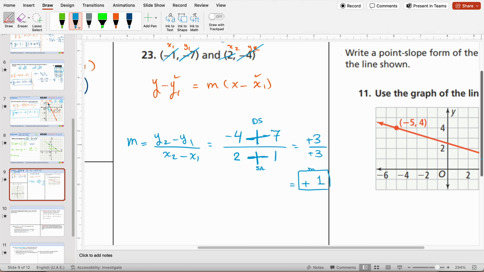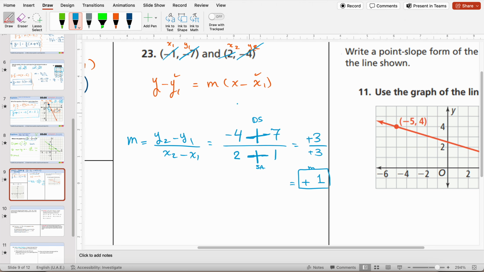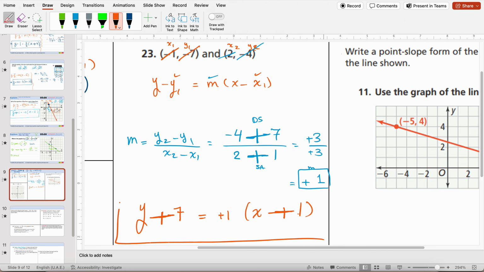Again, now I have y1, x1, and I have m. Write your equation. Y minus y1 is negative 7. They gave it to me as negative 7, equals m is positive 1, x minus x1 is negative 1. Negative with negative will be positive. That's why if it was positive, the point was negative. Okay, this is my equation.